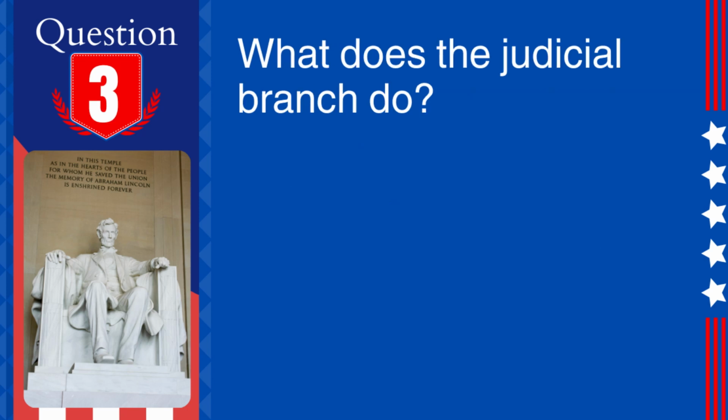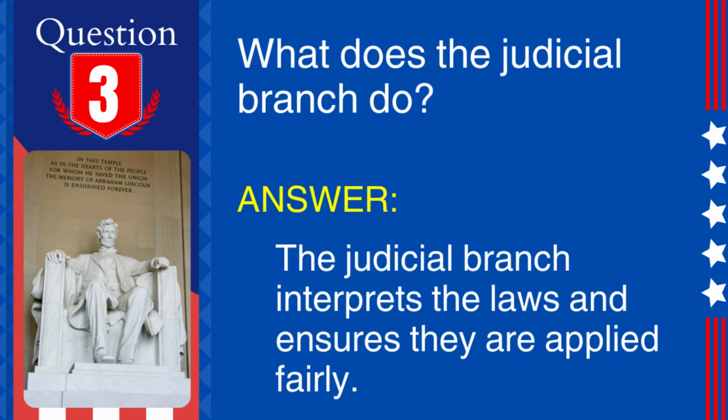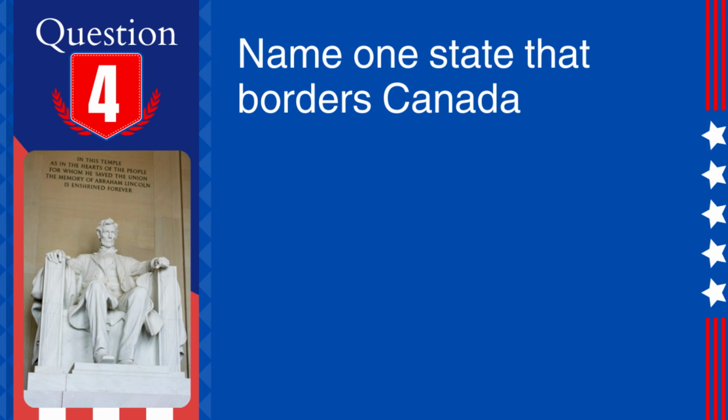3. Question. What does the judicial branch do? Answer. The judicial branch interprets the laws and ensures they are applied fairly. Explanation. This branch consists of courts, including the Supreme Court, and its role is to interpret laws and make decisions on legal disputes.